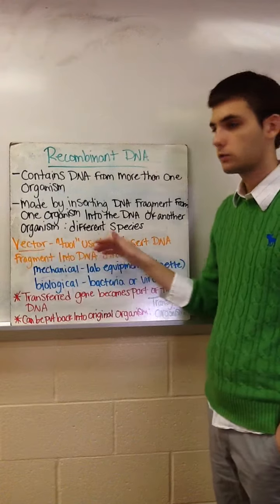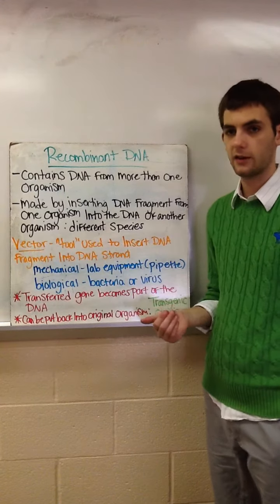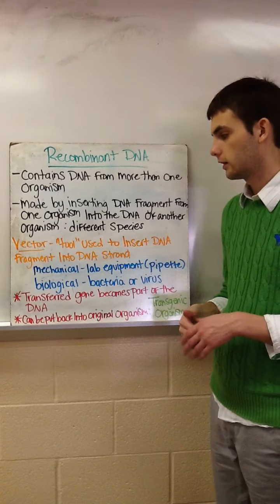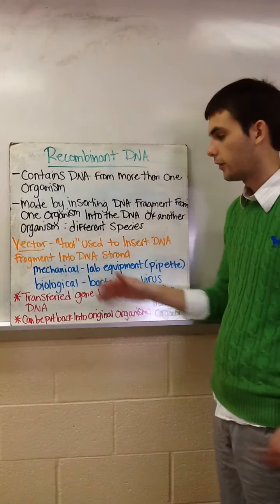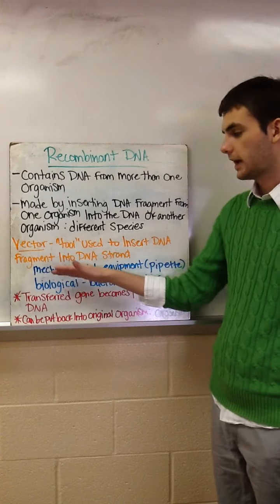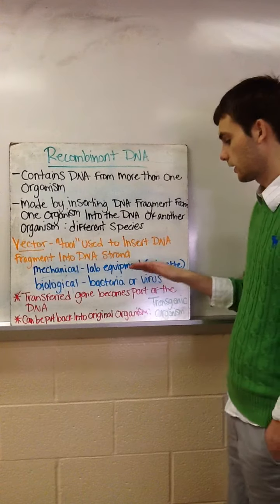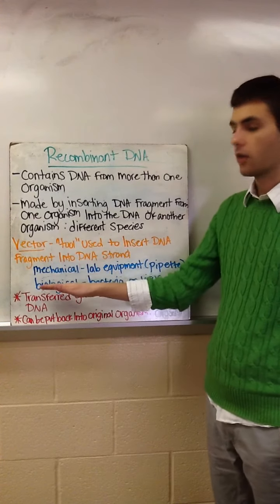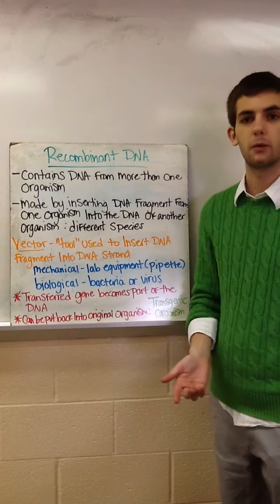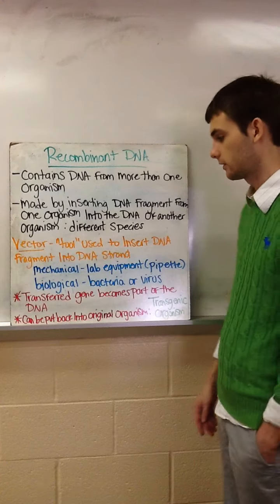And a vector is a tool that's used to insert a DNA fragment into a DNA strand. And there are two types of vectors. A mechanical vector, and an example would be like lab equipment, such as a pipette, and a biological vector. And an example of that would be like bacteria or viruses.